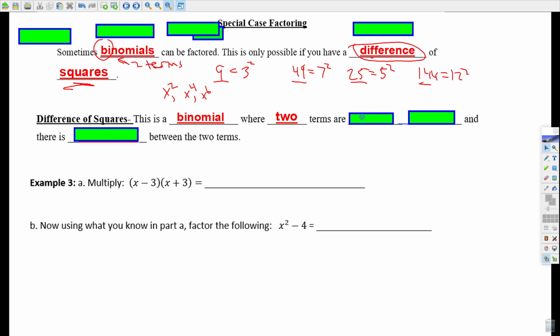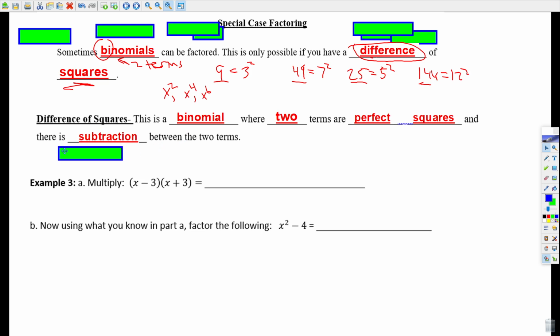There's only going to be 2 terms, but we have to see if they're perfect squares, like the numbers up above, or the variables here. And we have to make sure that there is subtraction between those 2 terms.